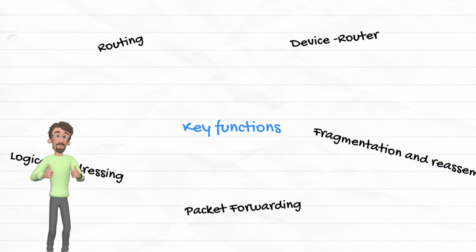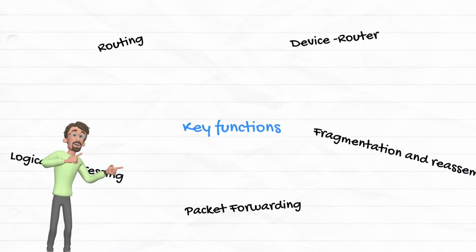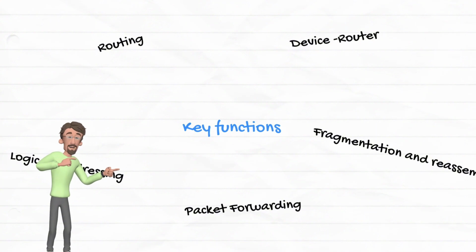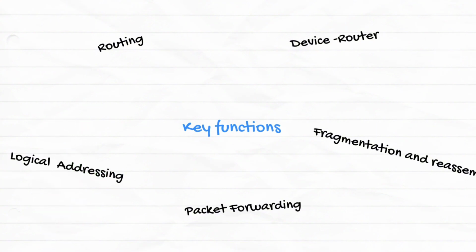Packet forwarding moves packets from one network to another until they reach their destination. Example: imagine sending a letter from Pune to New York. The letter passes through various post offices before reaching its final destination. Similarly, in networking, data packets are forwarded through multiple routers and networks until they reach the destination device.